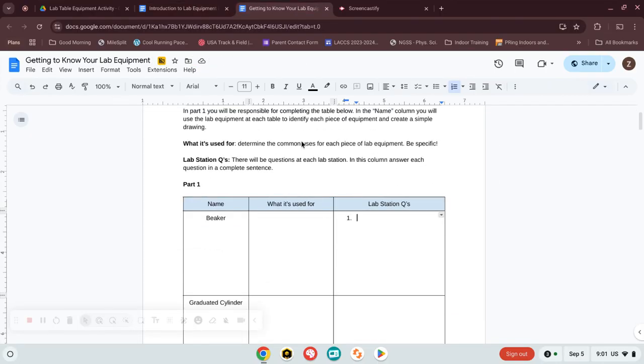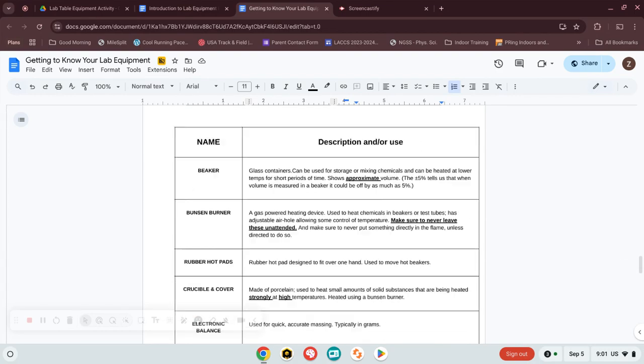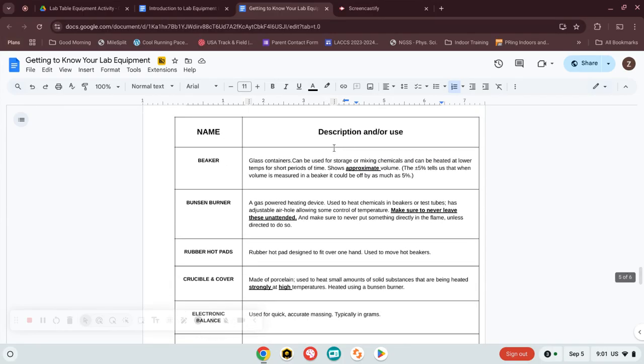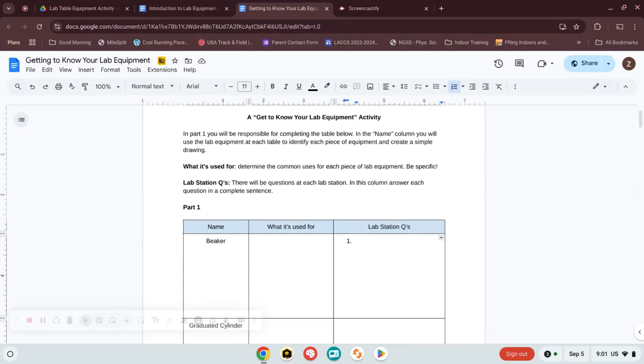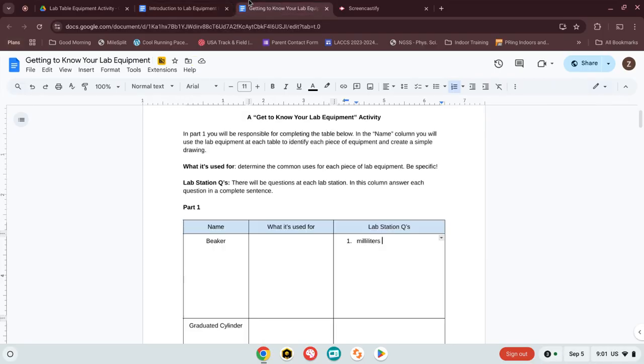And again, you can use a Chromebook if you can't quite figure it out. It should be labeled on the beaker, but it will also say in here probably maybe. It doesn't look like it does, but beakers will measure in milliliters, so you can answer that question. Please make sure you answer all the questions. Again, you don't have to write down the question. Just put the number as long as it's associated with the right piece of equipment.